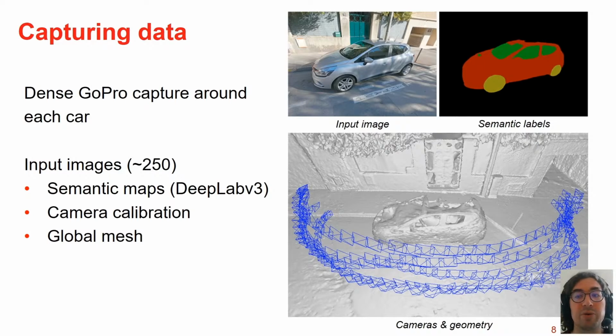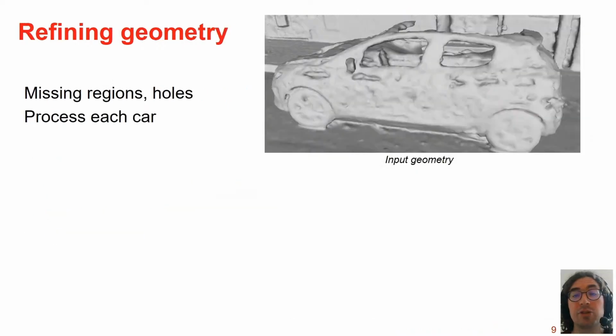We estimate the camera locations and the global geometry using a classical multi-view stereo pipeline. Let's now focus on our first goal, improving the geometry. As shown on the top image, many parts of the car are missing: the windows and the roof, because they are either highly specular, transparent, or seen at a grazing angle.